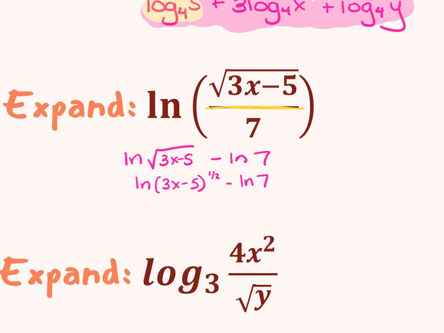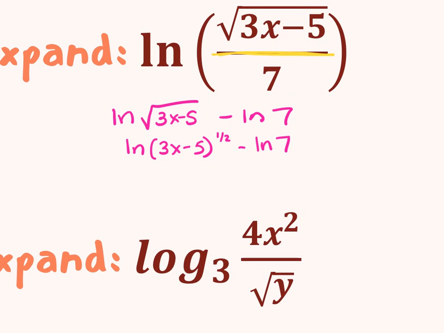And then what? Good. That half gets pushed to the front. 1/2 ln 3x minus 5 minus ln 7. Why can't you have the exponent? Because it's not as expanded as it can get. So if it has an exponent, it's not all the way expanded. It's kind of like simplified. You'd have to keep going.